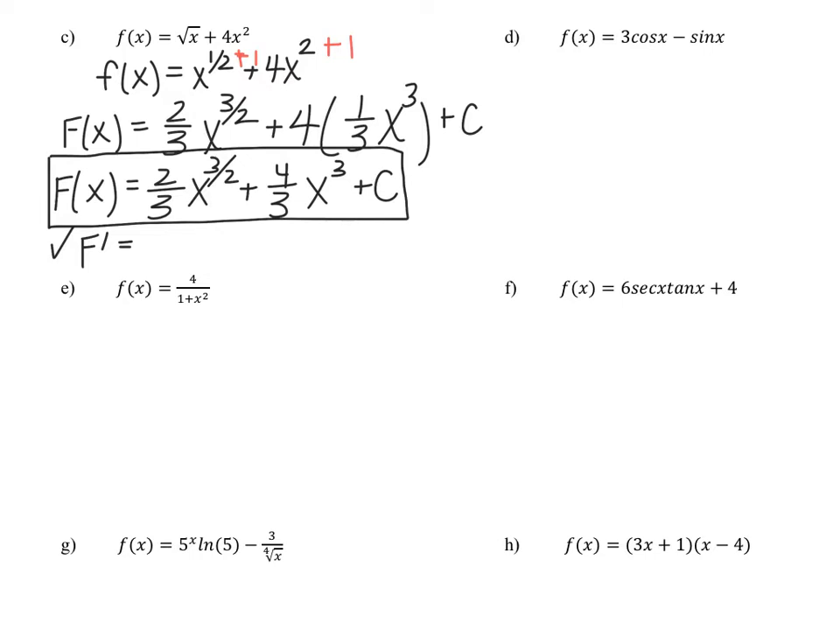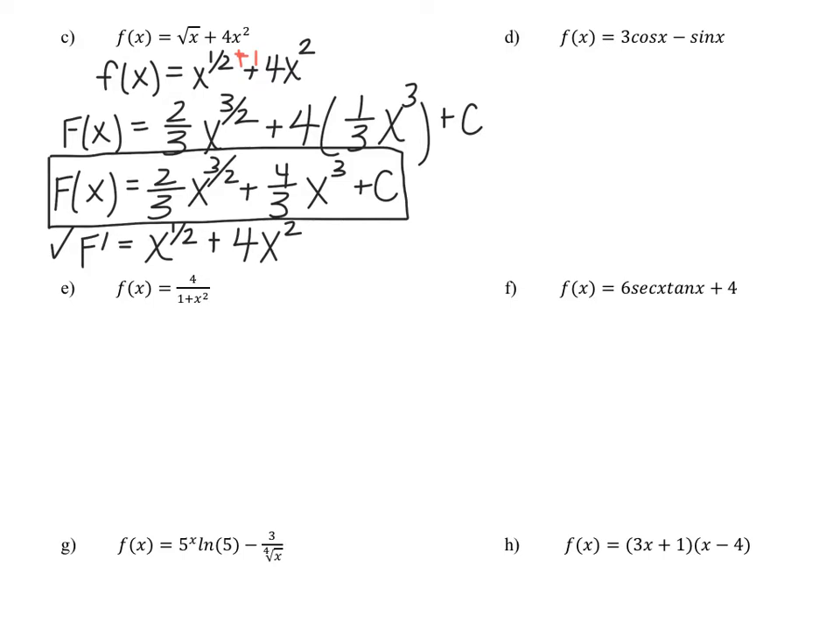So if we do the derivative of 2/3 x to the 3/2, the 3/2 would come in front and be multiplied by 2/3. 2/3 times 3/2 will just give you 1. And then if we subtract 1 from our power, that leaves us with x to the 1/2 power. Plus the derivative of 4/3 x cubed, the 3 would come in front, be multiplied by the 4/3, so that would leave us with just a 4, x to the 2nd power, and the derivative of a constant is 0. So sure enough, when I computed the derivative, I ended up with the original function that we were given, so that tells me that my antiderivative is correct.